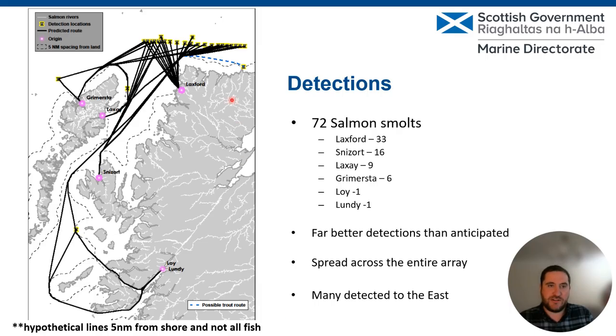And they were spread across the entirety of the array. You can see here where the yellow dots were all the fish were detected, and these black lines are just to give a bit of a picture of where the fish went. We don't know if this was the actual route they took. It was highly unlikely that they took a straight line to get to these areas, and these lines are not able to pass within 5 kilometres of the coast, just to give a bit of realism about the potential path that smolts took to get to this area from where they were tagged and released.